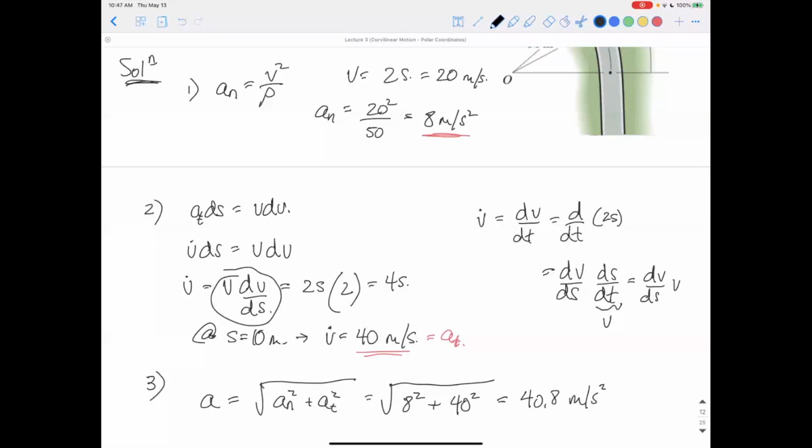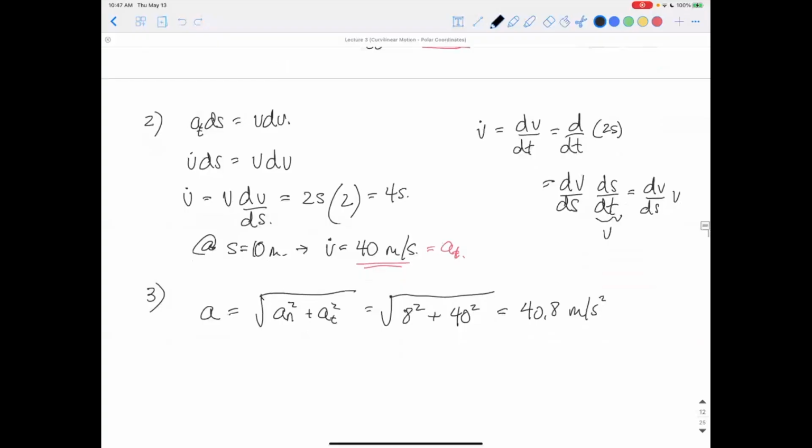Perfect. Thank you. So either way you'd want to go about doing that, you could start from our equation like we did here, or you could have started from the definition of your speed, and you would end up at the same spot. So our final answer then, the magnitude of our acceleration is 40.8 meters squared.